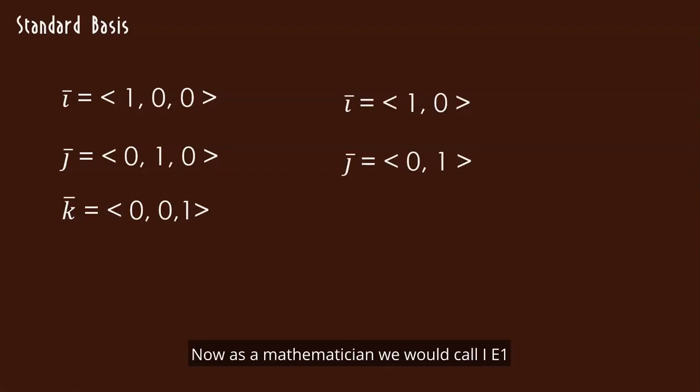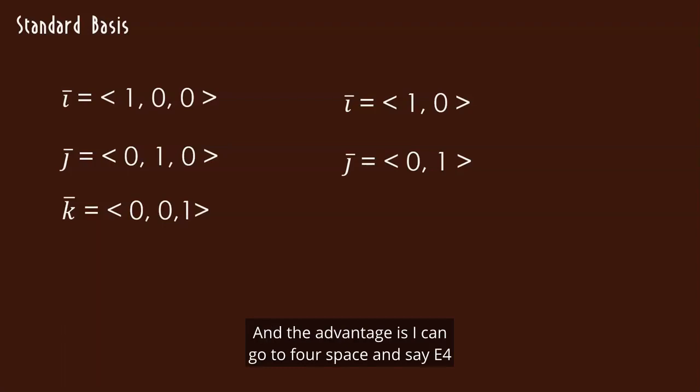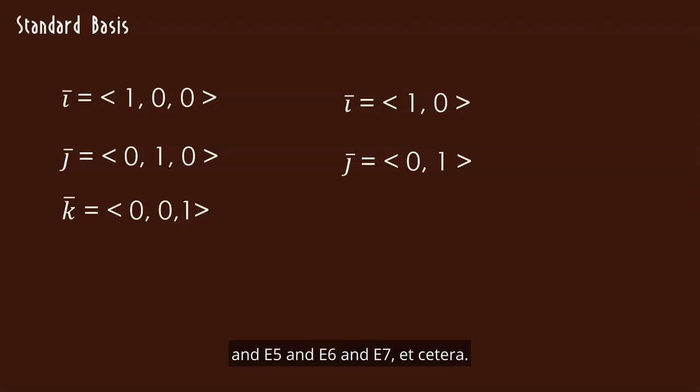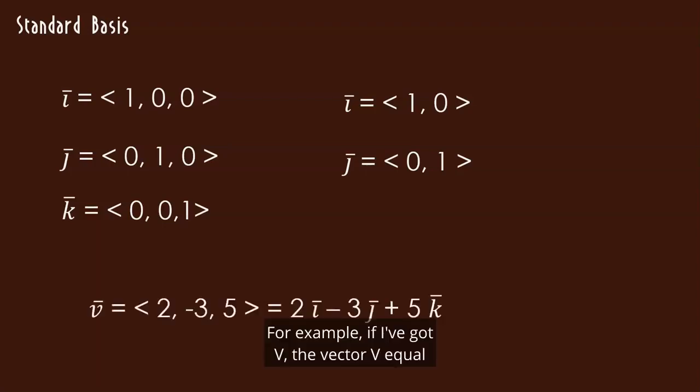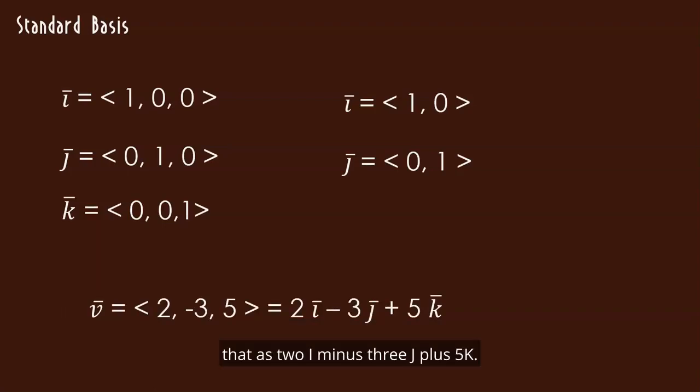Now, as a mathematician, we would call i e1, and j would be e2, and k would be e3. And the advantage is I can go to 4-space and say e4, and e5, and e6, and e7, etc. We just add the appropriate number of slots in our standard basis. One thing the standard basis is good for is writing a vector in terms of i, j, k, so you have numbers and vectors that you know how to play with. For example, if I've got the vector v equal to <2, -3, 5>, I can write that as 2i minus 3j plus 5k.